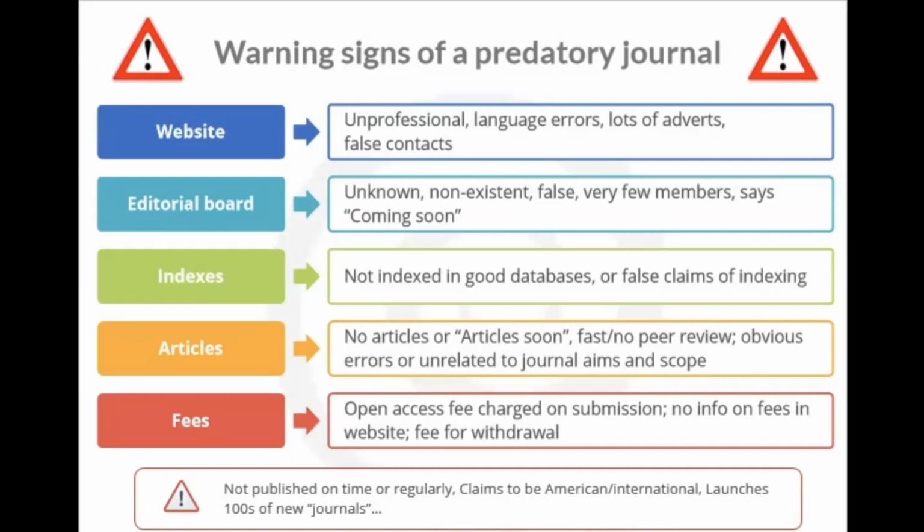What about the articles that the journal has recently published? Do you know any of the authors? Is peer review super fast? Are there any obvious errors or unrelated papers to the journal's aims and scope? And what about those fees? Does the journal give you a clear statement about its fee structure? Is an open access fee charged on submission? Or is there no information on fees on the website?